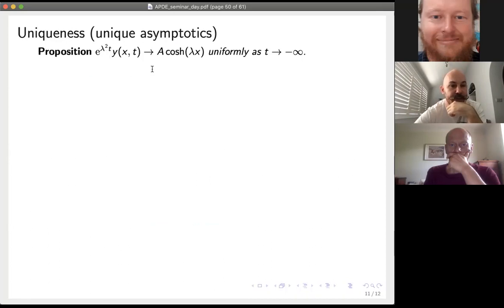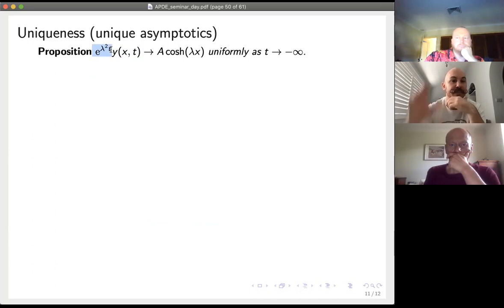That's wrong. What's wrong here? That should be e to the minus lambda squared t. So y is going to 0 as t goes to minus infinity. E to the plus lambda squared t would be blowing up when you take the product as a limit. So sorry about that. It should be e to the minus lambda squared t.